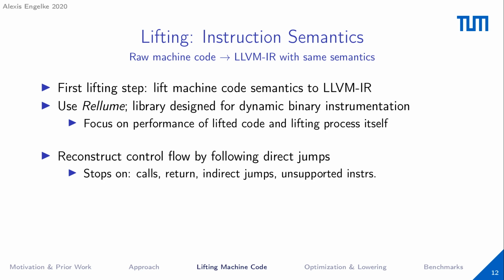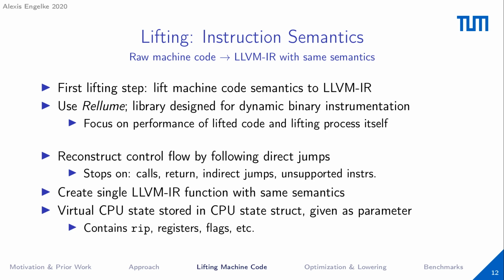This is done by following all direct jumps. The lifter stops either when we would leave the function, that is on a call to another function or a function return, or when it is impossible to continue, for example because of an indirect jump with an unknown target or an unsupported instruction. The result of this initial lifting is a single LLVM-IR function, which exactly models the semantics of the prior CPU instructions.